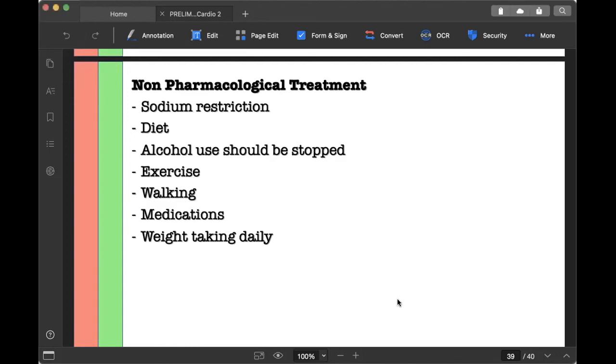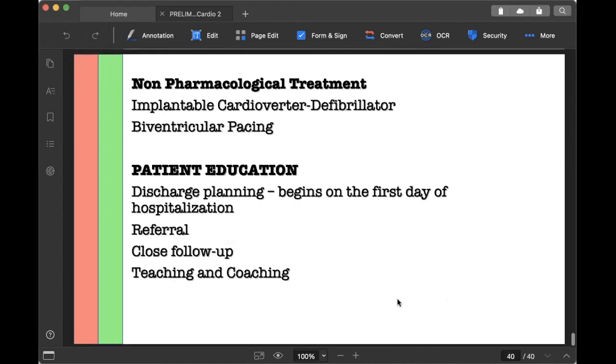Okay, and the last part here in our slide is the non-pharmacologic treatment: implantation of a cardioverter defibrillator, biventricular pacing, and of course patient education. A while ago I already mentioned to you that the best role for the nurse during this time, especially in doing your diagnostic procedure, is to become a health educator or a nurse educator. Discharge planning begins on the first day of the hospitalization, with referral, close follow-up, teaching, and coaching.